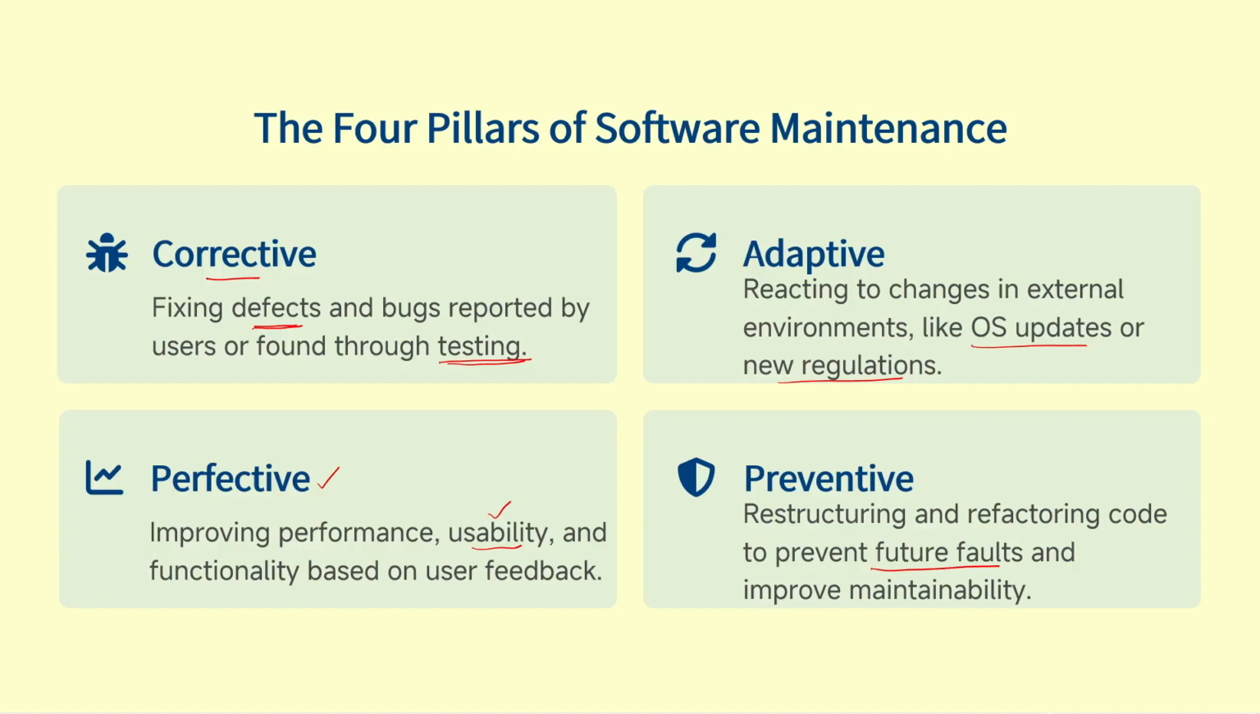And the third type is called adaptive maintenance, where we are trying to adapt to a new environment, say an operating system or any new regulations. The fourth one is preventive maintenance, wherein we are trying to do something prior to a fault that is forecasted. So, we are trying to refactor the code to avoid the future faults.